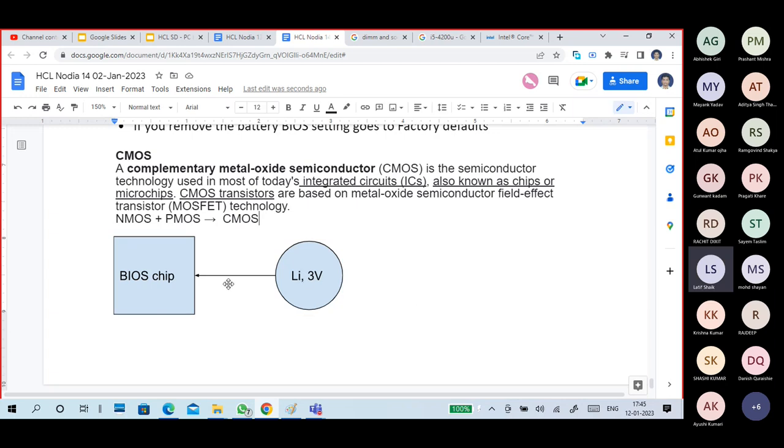This CMOS battery is giving power to this. This is made up of CMOS technology. This is actually a lithium battery.